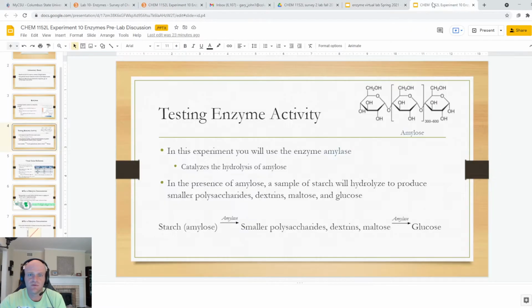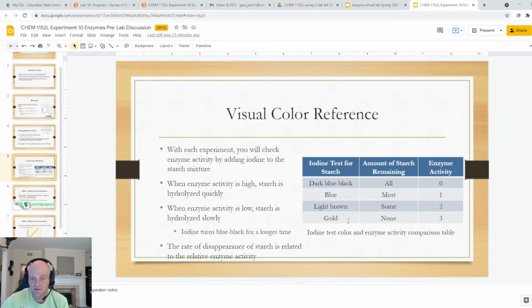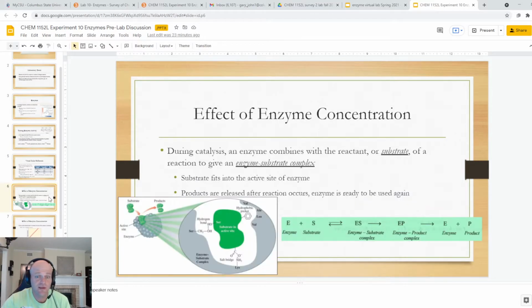Matter of fact, let me go here. That'll be better. Okay, where are we at? Here. Okay, yeah. Gold, none, 3. So this is the color code for the experiment that we'll be conducting. Jamie did the experiment. She just provided the picture, so I have posted those on CougarView. You'll use those to answer your lab reports, but I'll talk about that more specifically in a minute.